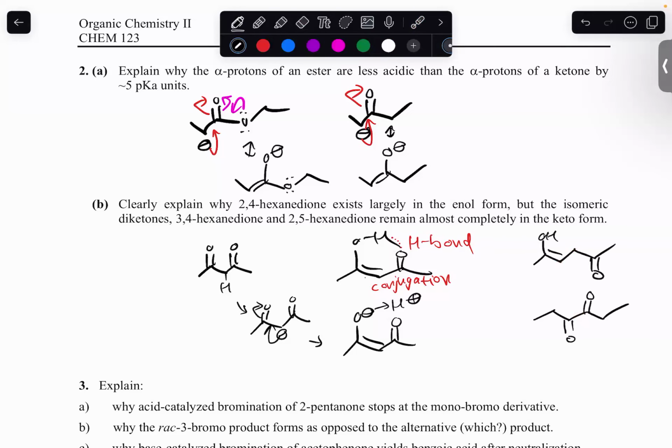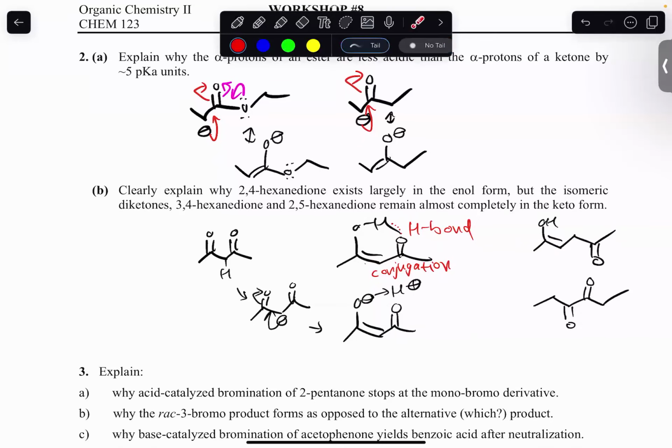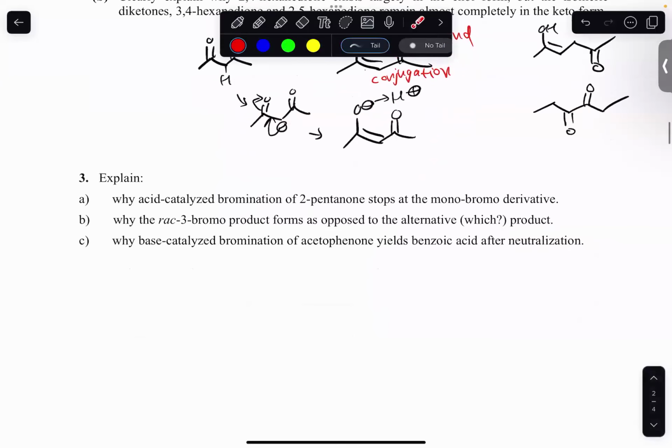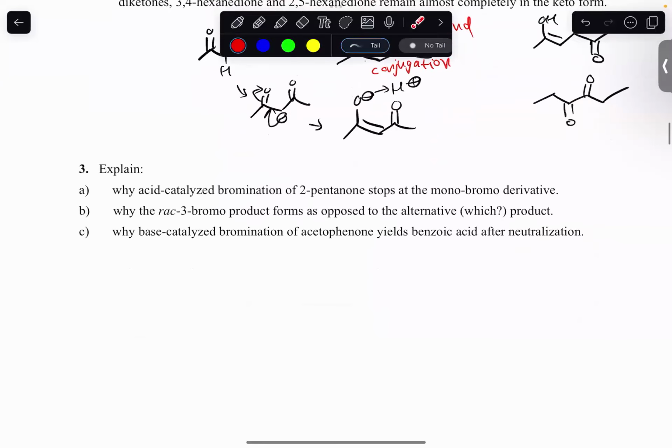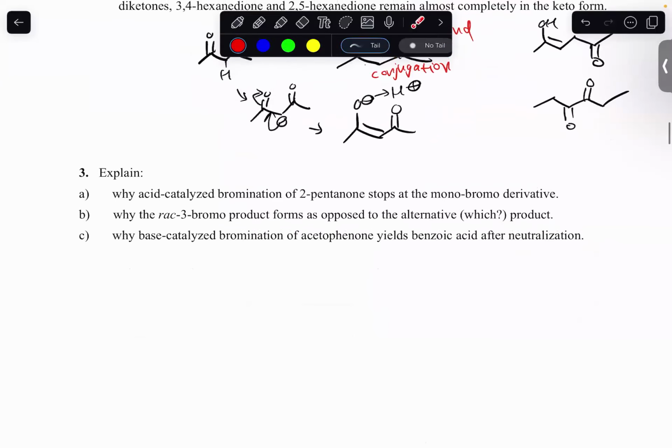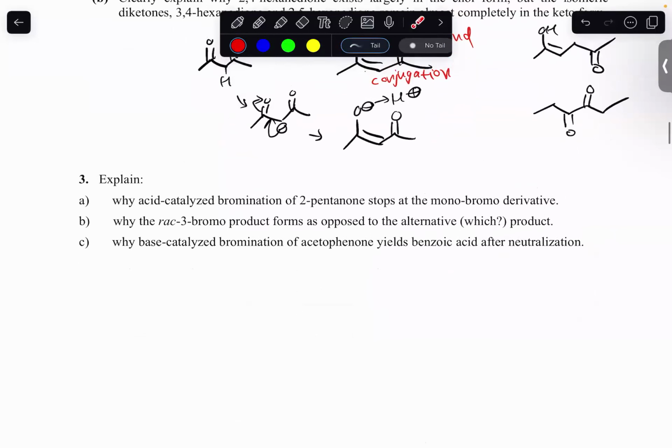Too far. That's good. Nice. Next one. This was where I started getting confused. Why does acid catalyzed bromination of 2-pentanone stop at the mono bromo derivative? So let's draw out 2-pentanone. 1, 2, 3, 4, 5.